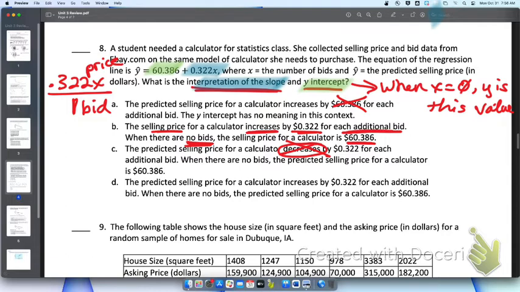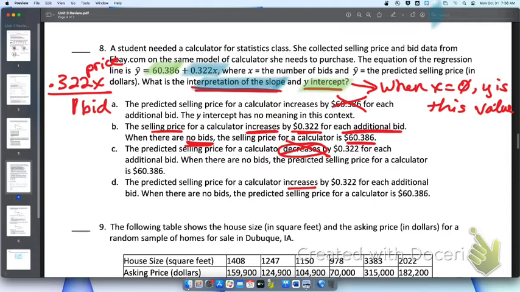And then for D, it says the predicted selling price for a calculator increases by 0.322 for each additional bid. There's nothing wrong with that. When there are no bids, the predicted selling price for a calculator is 60.386. So what's the problem here? The bid is the y-intercept. Say that again? The bid is the y-intercept. Correct. Oh, you know what? Do you see? Okay, I see what it is.